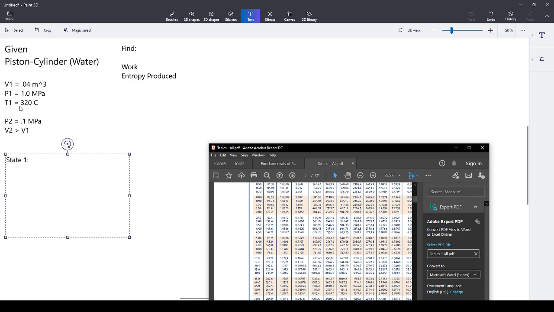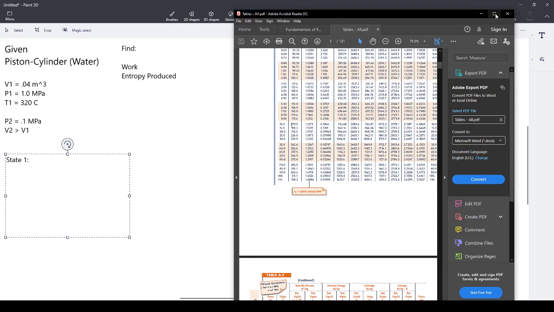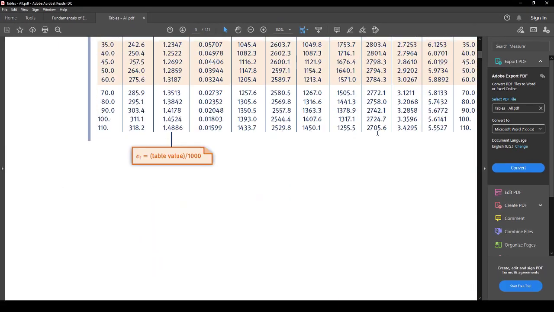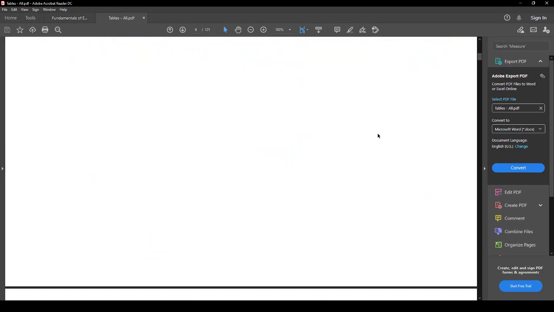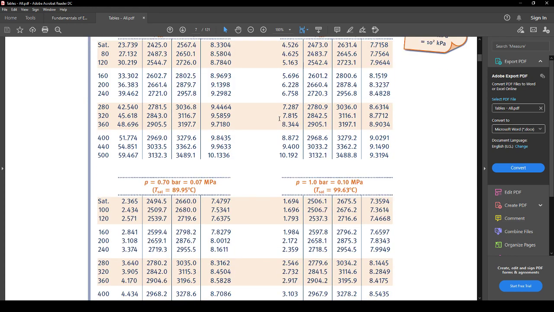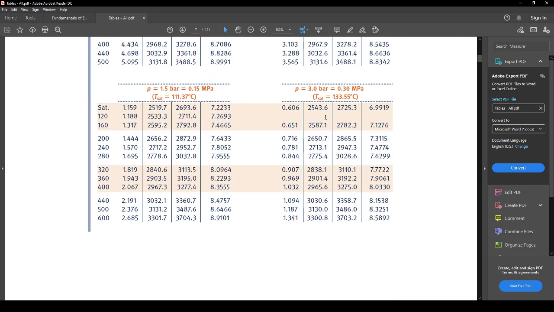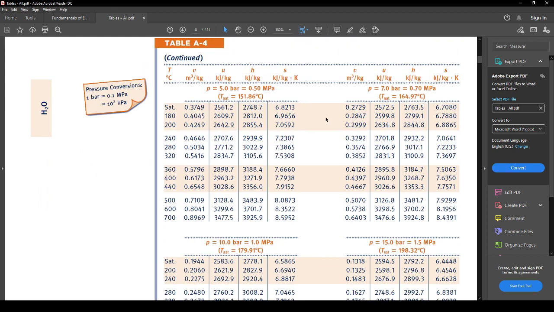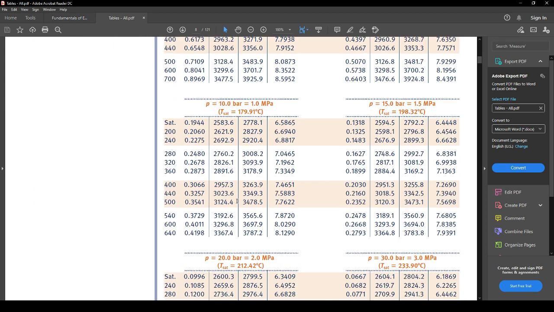320 degrees C, we are higher than that at 1 megapascal, which means we are superheated. Straight up, right away, superheated. So then we move over and find 1 megapascal, which should be 0.51 right here. So then we slide over.